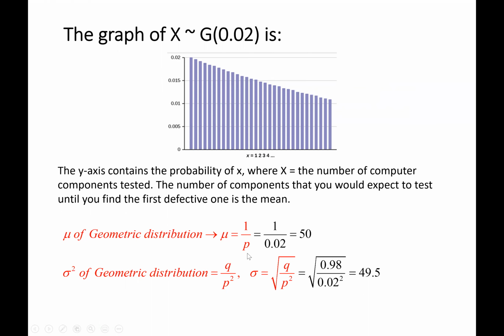The standard deviation of the geometric distribution is found by the square root of q, the probability of a failure, divided by p squared. So since our probability of a success was 0.02, q, the probability of a failure, would be 0.98. So we would take the square root of 0.98 divided by 0.02 squared, which is 49.5.